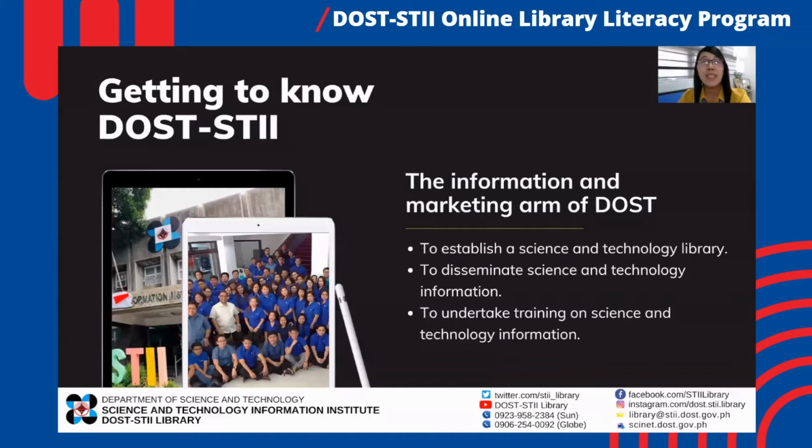Next is to disseminate science and technology information. We disseminate S&T information in all formats. Through prints, we have our own publications. We also do broadcasting and press releases, and through social media as well as mobile applications. So we will identify them all on the next slides. And lastly, to undertake training on science and technology information, we conduct free trainings and webinars. So just follow our social media accounts for announcements.